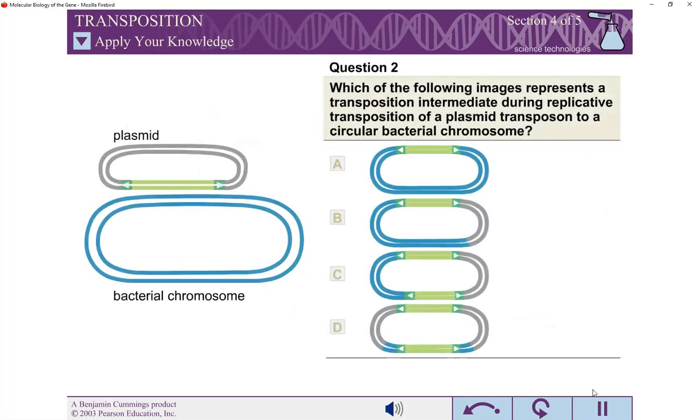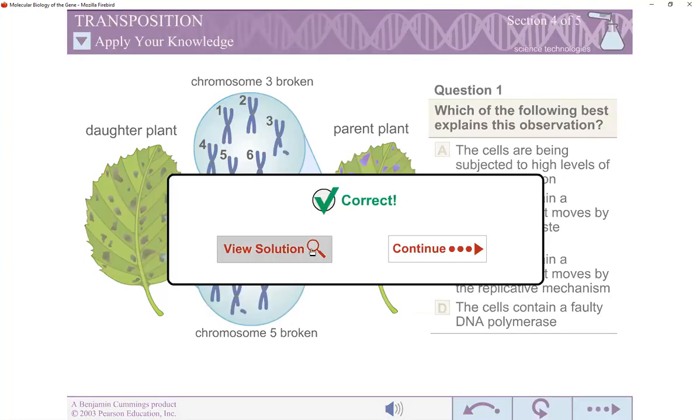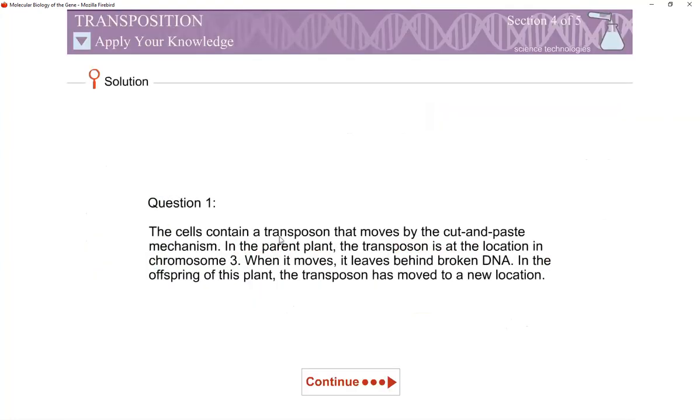Which of the following images? The correct answer is 1. The cells contain a transposon that moves by cut and paste mechanism, because the number of transposons has remained the same. That is why the mechanism followed is cut and paste. Correct. Okay. You can look at the solution. The cells contain a transposon that moves by cut and paste mechanism.